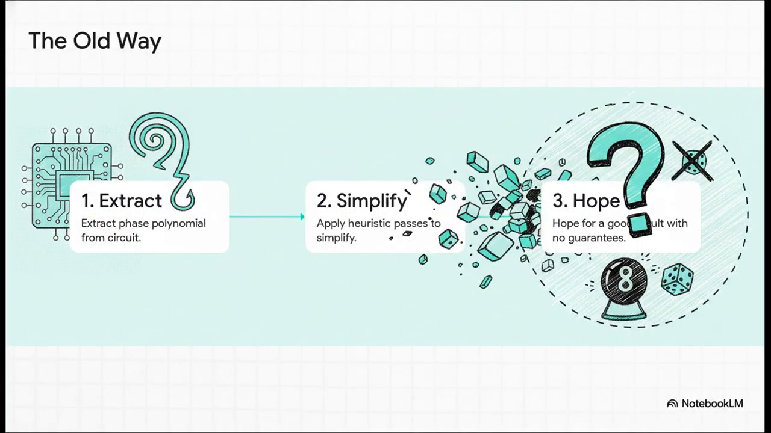So let's look at the old way. Most tools would take a quantum circuit, extract the core math from it, this thing called a phase polynomial, and then just throw the kitchen sink at it. A whole bunch of heuristic rules and tricks, basically just trying stuff and hoping for the best. The result? Totally unpredictable. There were no guarantees.